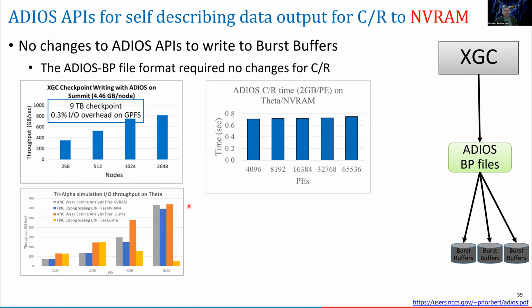Okay, so when Scott showed some charts where big applications wrote to the local SSDs and NVRAMs in the Argonne machine and the Oak Ridge machine, there was no change to this. Even though those are local files, ADIOS files are organized in a way that they can be put into a distributed file system, and so it just works without any changes.